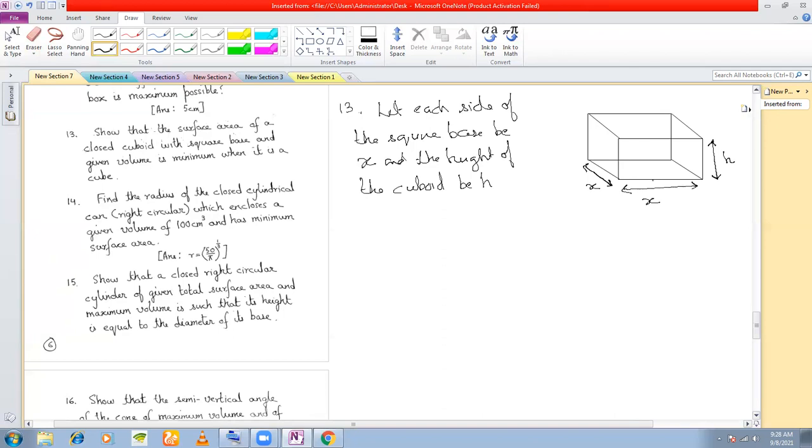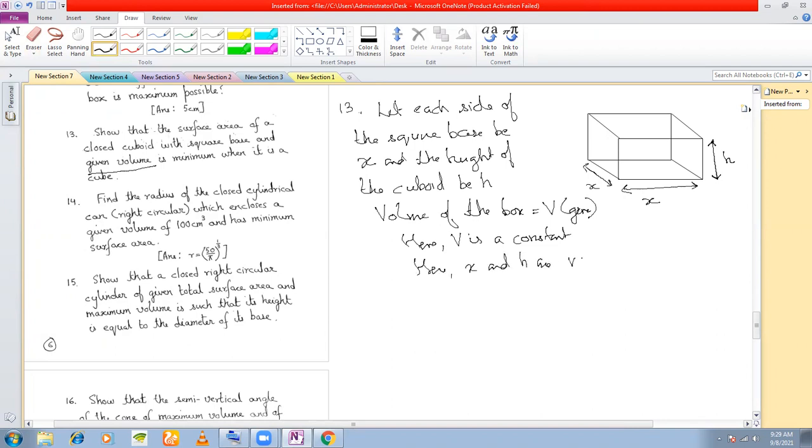Now the volume of this box is given to you, because the problem says a closed cuboid with square base and given volume. So volume of the box is equal to V given. That means V is constant. Here, X and H are variables. Therefore, what can we write? What is the expression for volume? X into X into H, which is X square H, right? Let us call this 1.